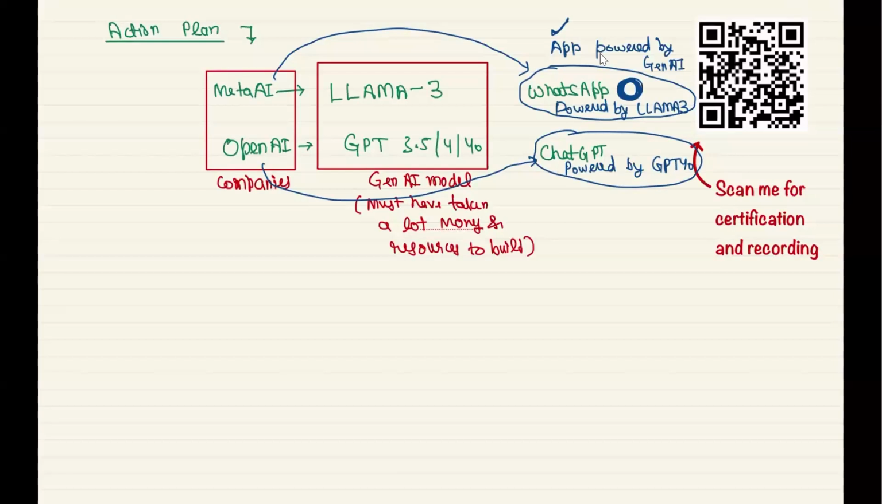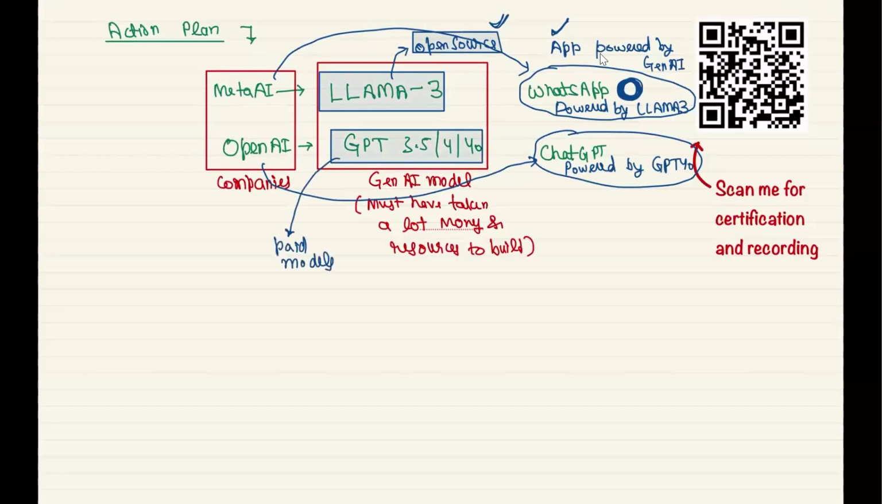Everybody understood it? See, the main purpose of Meta AI must be to provide these Gen AI models as open source. The best part about Meta is they have open sourced this model. You don't have to pay anything to use this model. Whereas when we talk about OpenAI, what is the problem? What is the difference between OpenAI's generative AI model versus Meta's generative AI model? These are paid models.